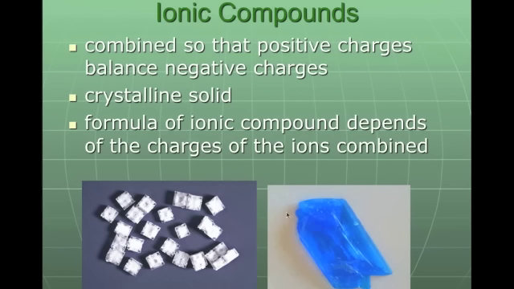And we have two ionic compounds down here. This one is sodium chloride, which is just NaCl, and this one is copper(II) sulfate. And this one is a hydrate, and we'll talk more about those later. But this is a copper sulfate crystal, and it's very pretty, makes a really pretty solution.